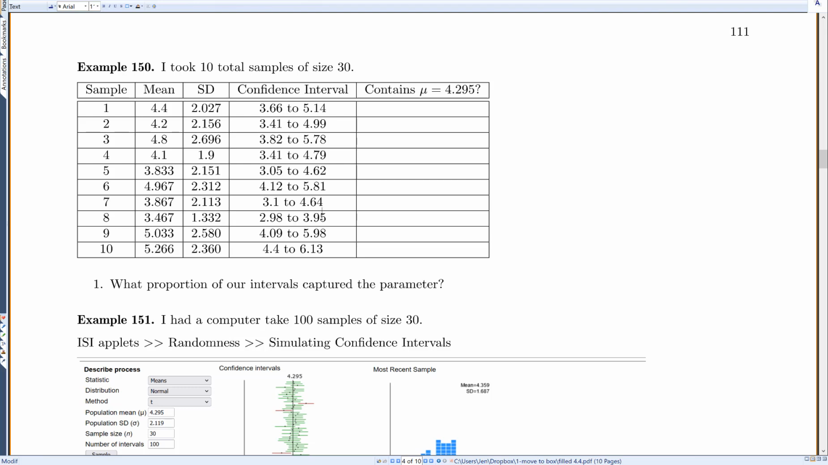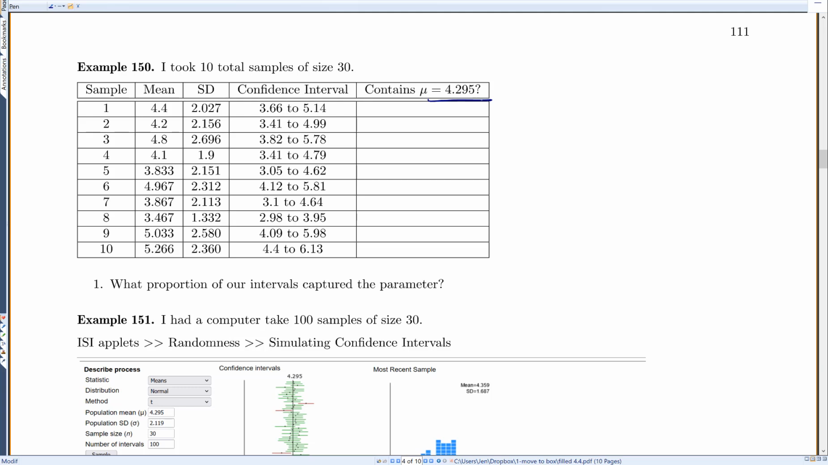So while I made these notes, I went through and took 10 total samples of size 30. So here are my different samples. Here are their sample means. Here are their standard deviations. And I even found different confidence intervals. Now what I want to know is how many of these confidence intervals contain the population mean mu, which was 4.295, because we actually have the whole population. We can actually calculate that.